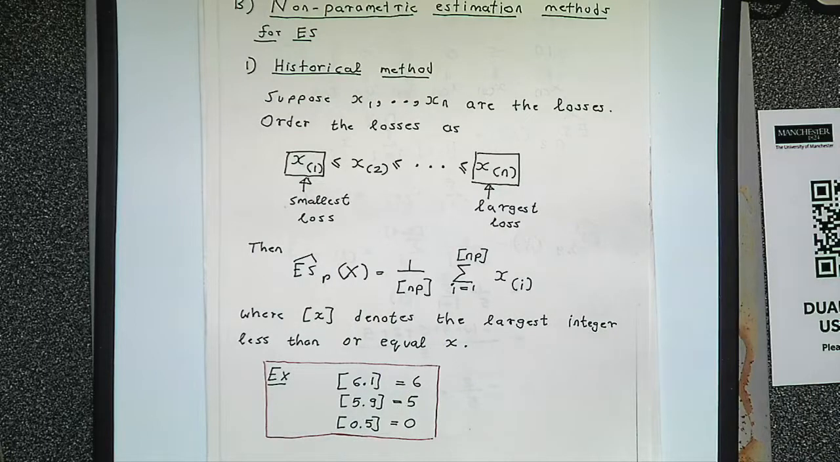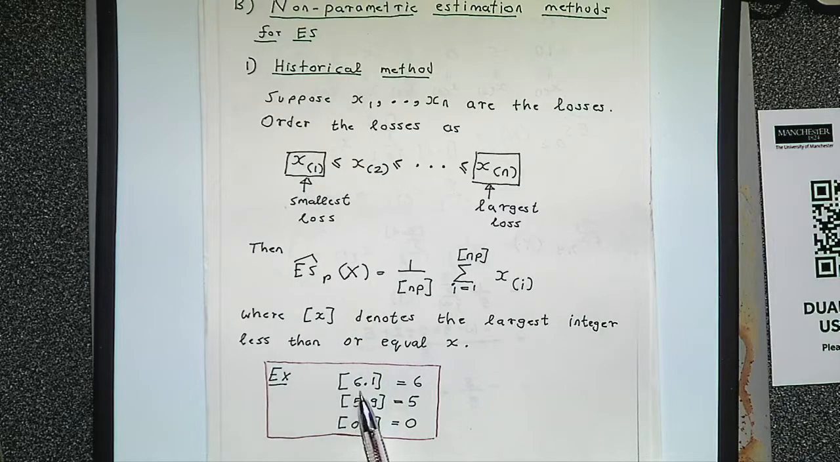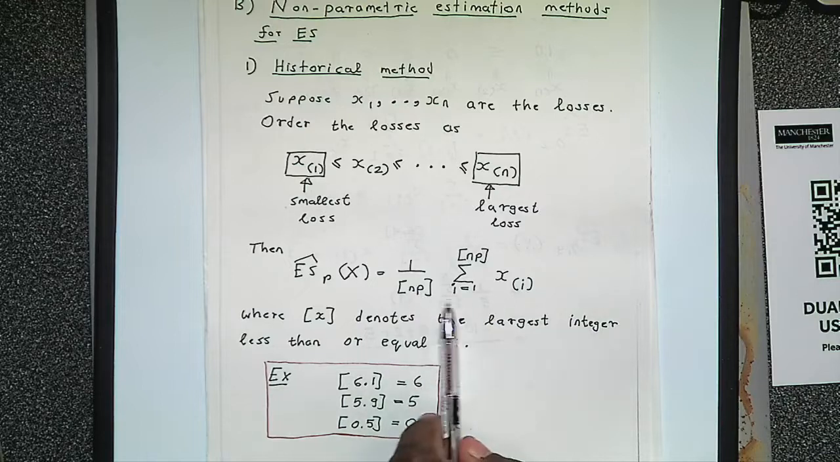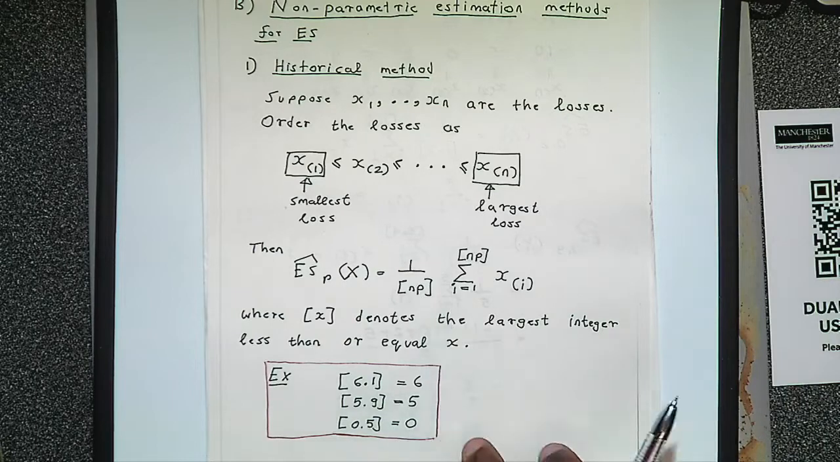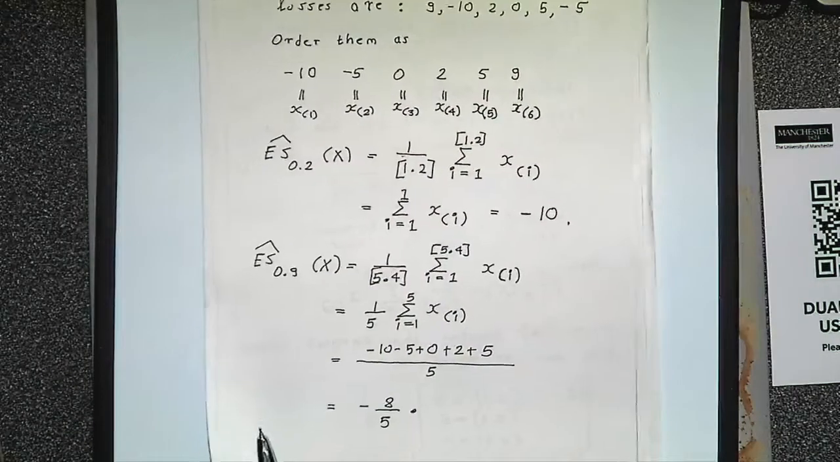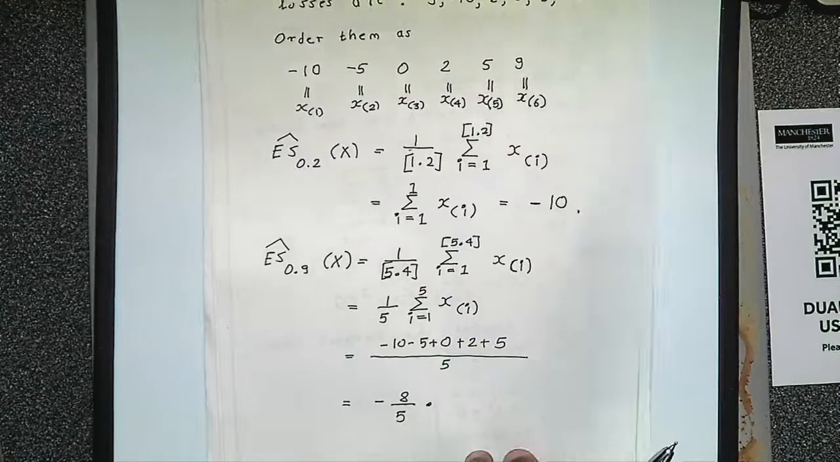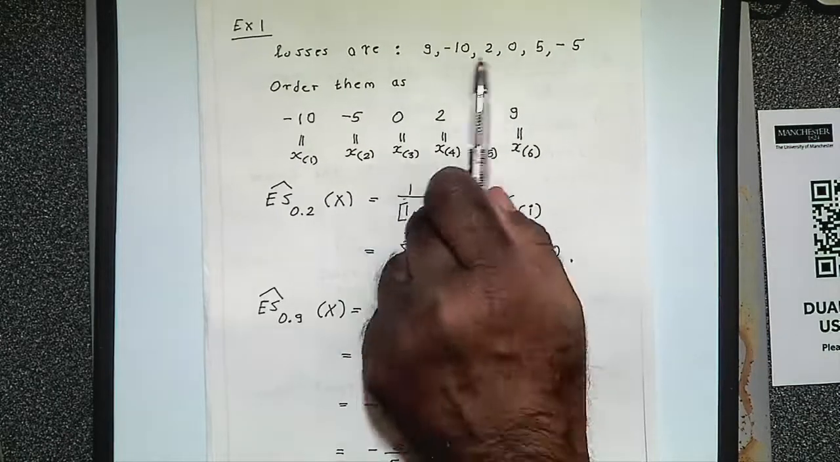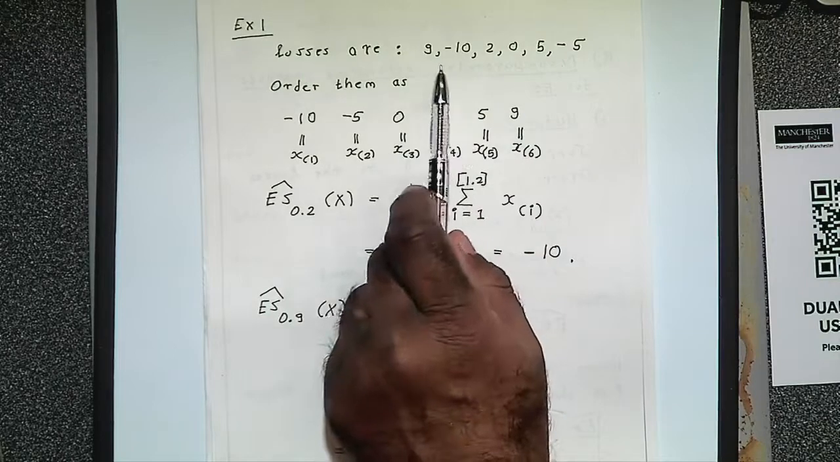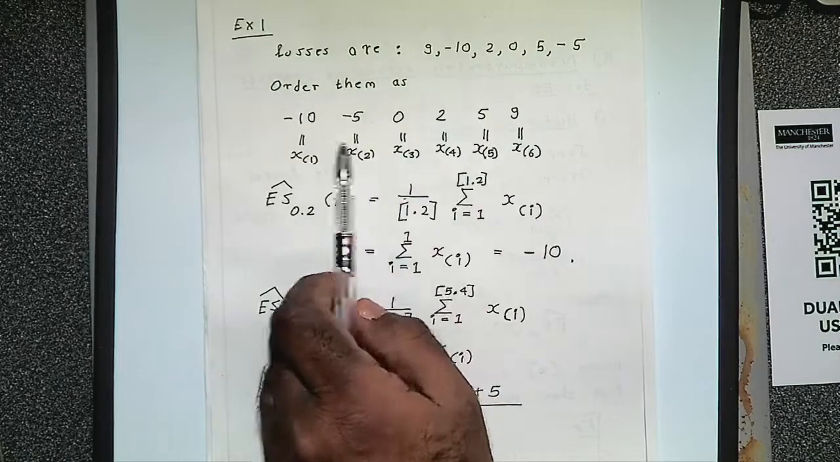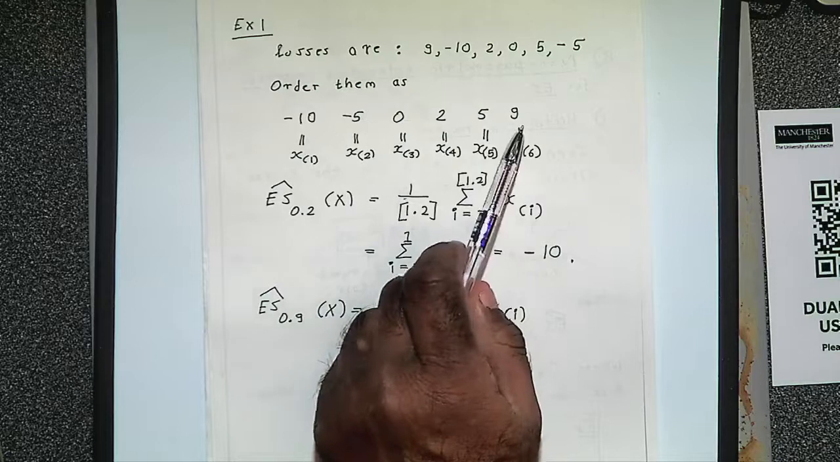Okay. All right, so this notation denotes the largest integer less than or equal to x. For example, the bracket of 6.1 is 6, the bracket of 5.9 is 5, the bracket of 0.5 is 0. So this is the formula you need to use in order to estimate expected shortfall by the historical method. So I've done some example here. Like if you look at this example, so you have these losses, right? And so the first thing you need to do is to arrange the losses in increasing order. So this is the smallest and this is the largest.